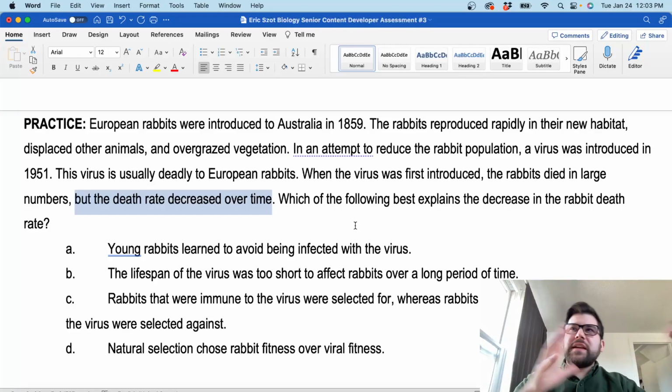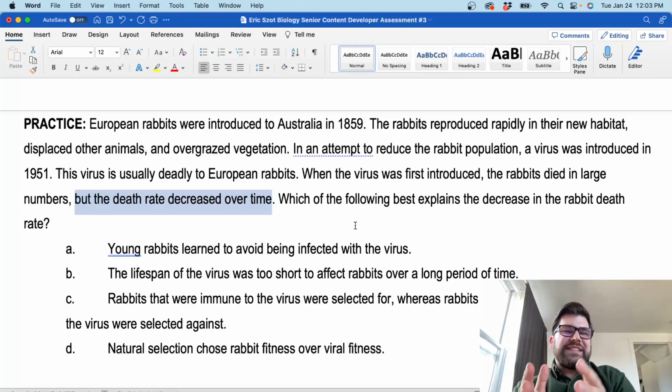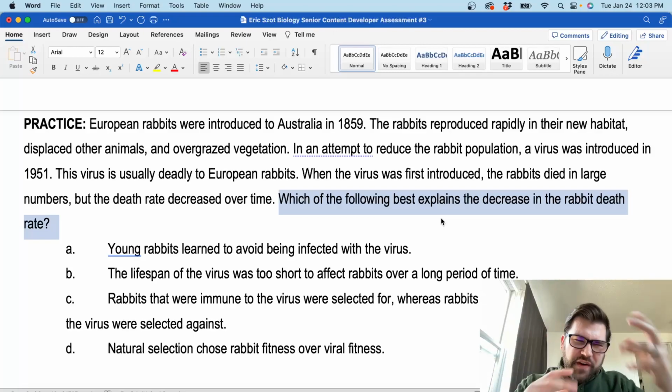So maybe let's start leaning toward some kind of combination of natural selection and mutations. So who are we selecting for? We're going to be looking for rabbits that the virus can't kill, right? Those are the rabbits being selected for. What rabbits are being selected against? Well, those are the ones dying from the virus. So what's our question? Which of the following answer options best explains this? So let's start going through them, looking for anything with natural selection and mutations.